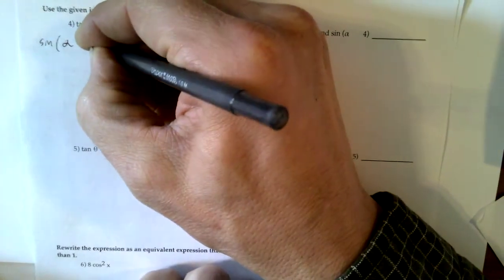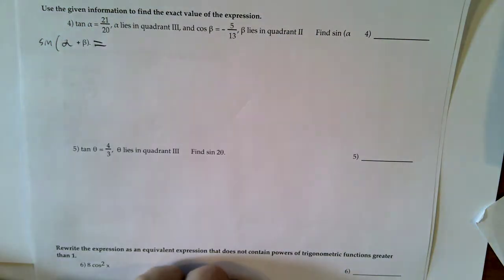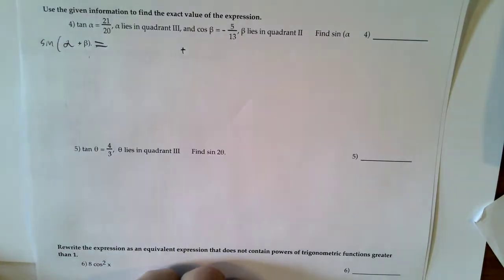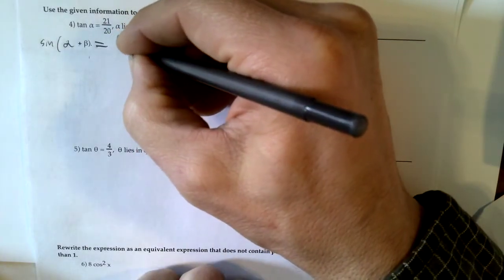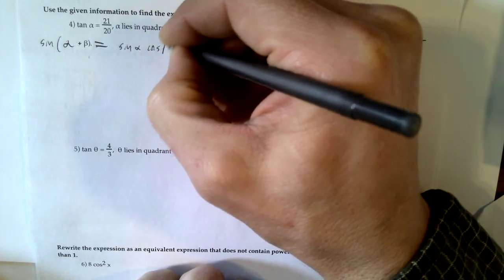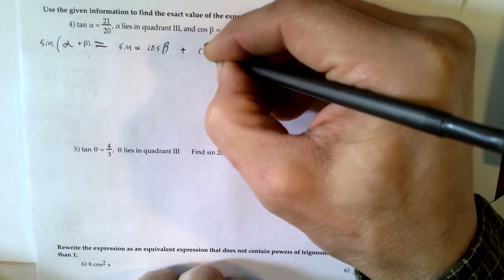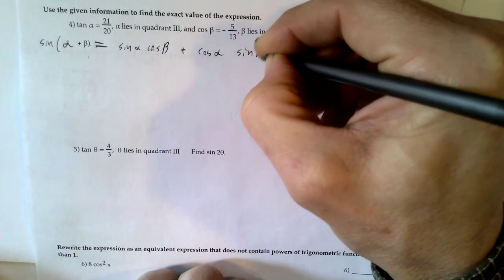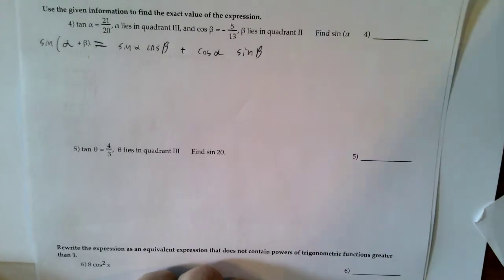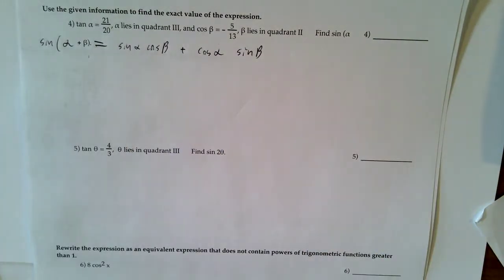So I'm going to use the identity here, the angle sum property for sine. A plus keeps the plus, but it mixes the functions together. This is sine of alpha, cosine of beta, plus cosine of alpha, sine of beta. That's the formula for the angle sum property for sine. That's how that breaks down.